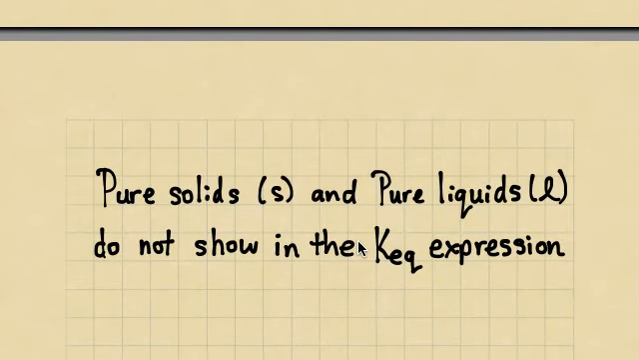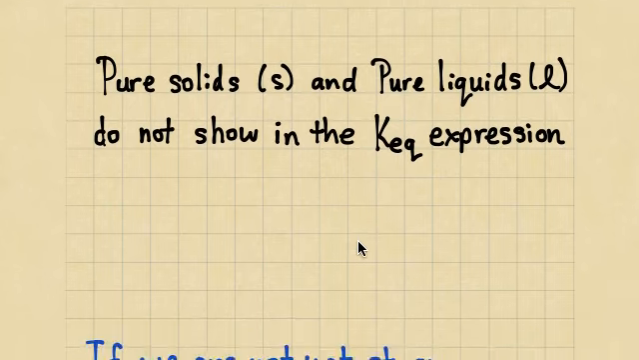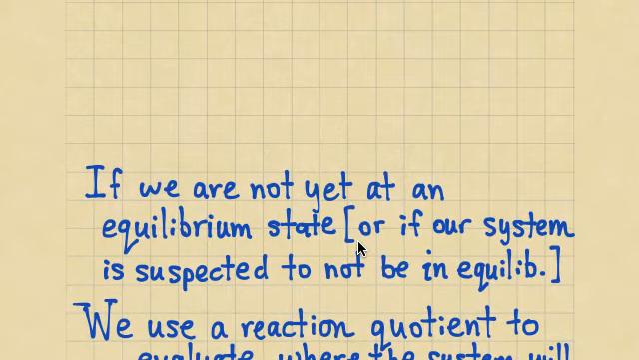In writing these constant expressions, remember that the pure solids and pure liquids are somehow incorporated into the constant number, so we're not allowing them to enter into our calculations. So if there is a pure solid or a pure liquid, I leave it out of the expression, or just put a 1 there as a multiplier.